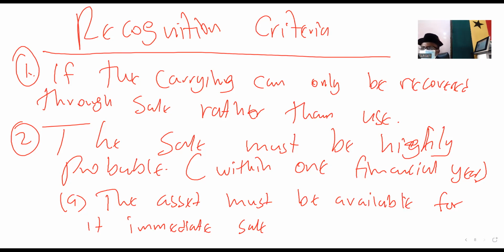The meaning is that the asset must be available, because you can't sell an asset that is not available, that's not ready yet. That's not allowed, so we are not going to agree with that. So before the sale can take place within 1 year, make sure that the asset is available for its immediate sale in its present condition.